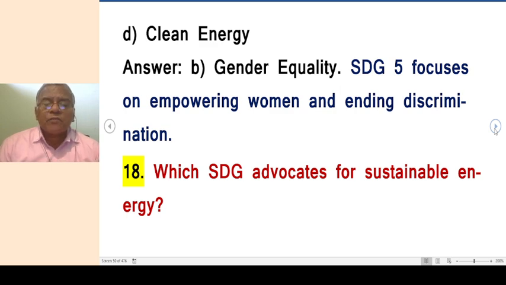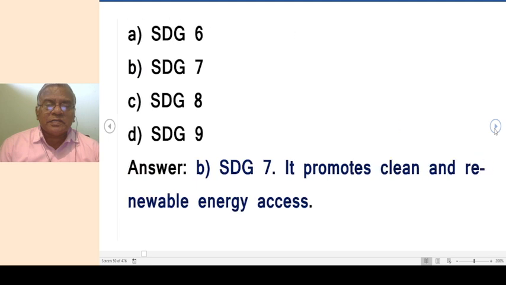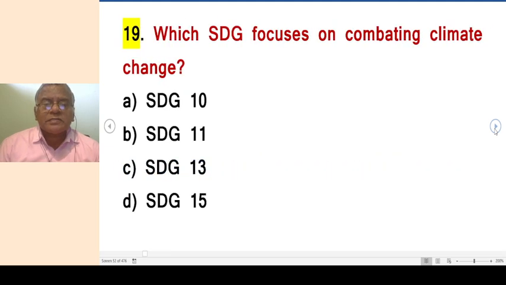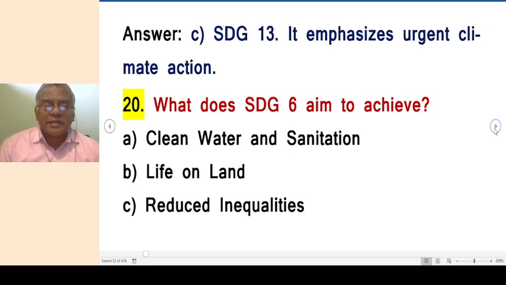Which SDG advocates for sustainable energy? That is SDG 7. It promotes clean and renewable energy access. Which SDG focuses on combating climate change? That is SDG 13. It emphasizes urgent climate action.